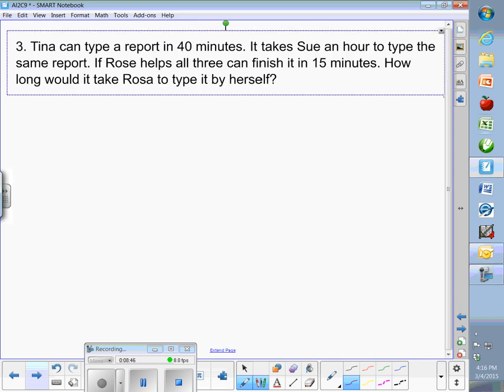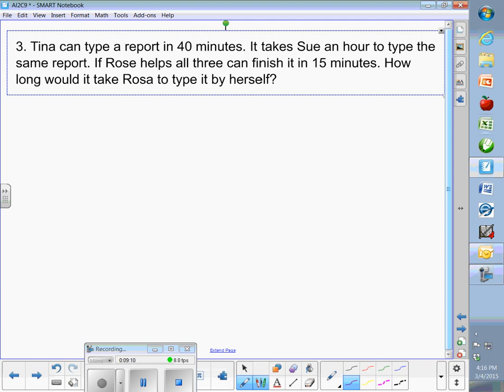All right, so let's take a look at number 3. Again, pause the video if you need time to write down the question, and I'm sure you do. Tina can type a report in 40 minutes. It takes Sue an hour to type the same report. If Rose helps, all 3 can finish it in 15 minutes. How long would it take Rose?